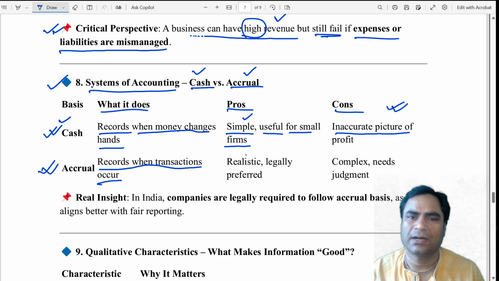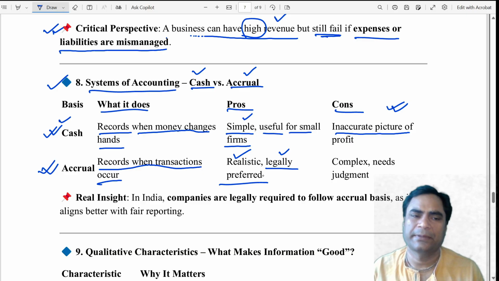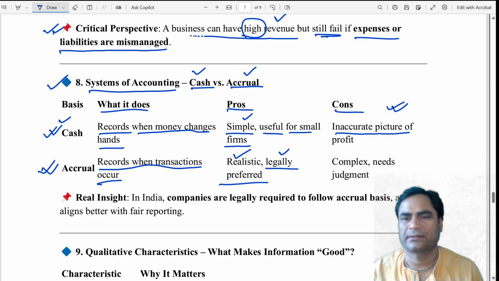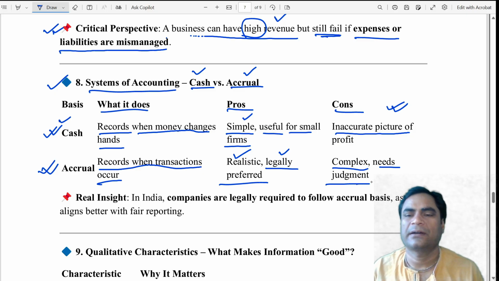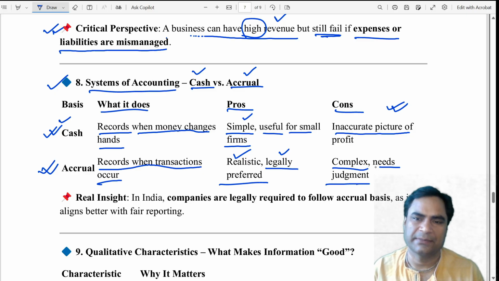The pros of this accrual basis of accounting are that it is realistic and legally preferred. All the laws prefer accrual basis of accounting. Cons are that this is complex in comparison to the cash basis. Yes, and it needs judgment. It means personal arbitration is basically a necessity in this method.